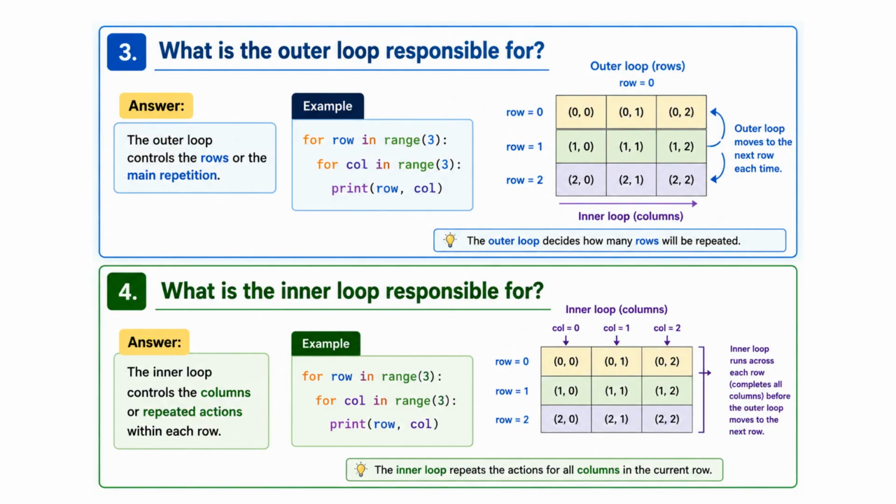Remember, the outer loop controls the rows, while the inner loop handles all the columns within each row. Together, they make nested loops ideal for working with tables, patterns, and grids.